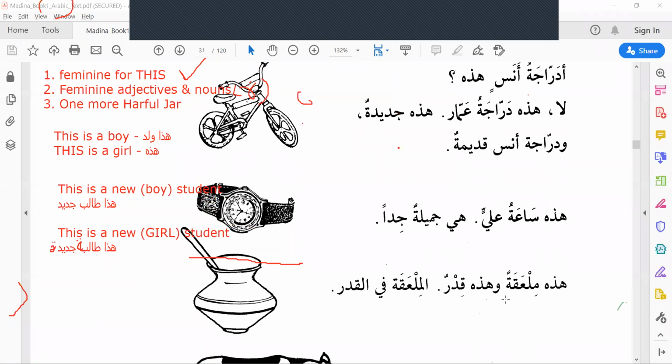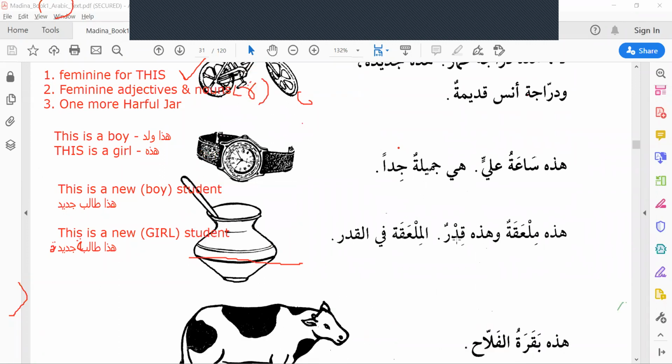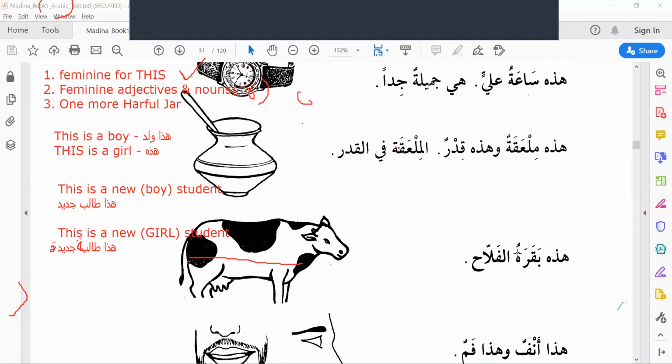Hadihi mil'aqatun wahadihi qidrun. This is a spoon and this is a pot. Almil'aqatu fil qidri. The spoon is in the pot. Here qidr, although it doesn't have a feminine identification, since Arabs used it as feminine, we also use it as a feminine word.